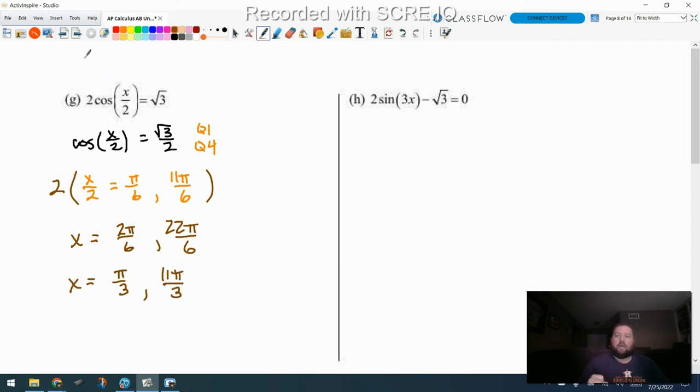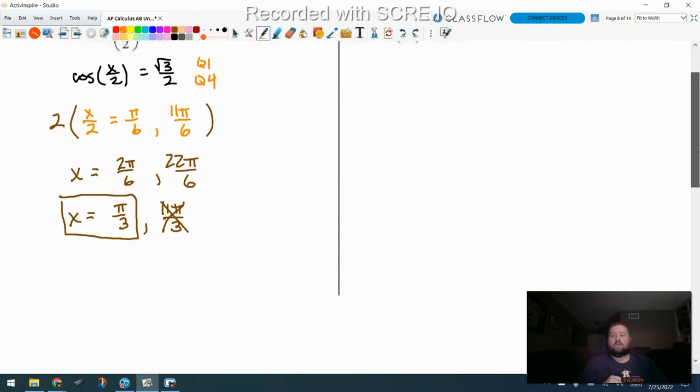But remember our domain. 0 is less than or equal to x, which is less than 2 pi. Okay, so pi over 3 is good to go. 11 pi over 3, though, 2 pi, if you transform that into a fraction with a 3 on bottom, that would be 6 pi over 3. So anything bigger than 6 pi over 3 is too big. So we would throw out that answer, and we would only have the single solution on this one. X is equal to pi over 3.